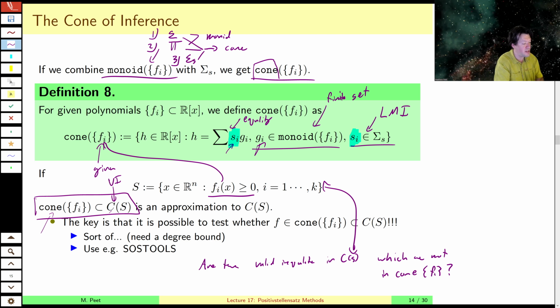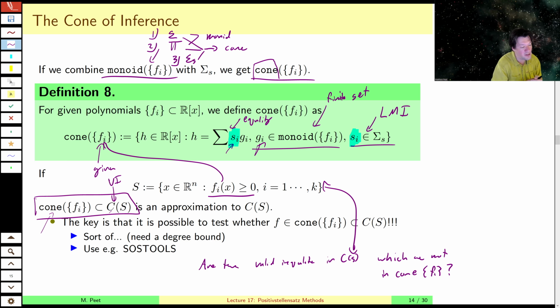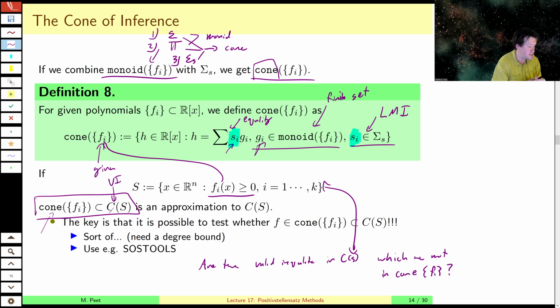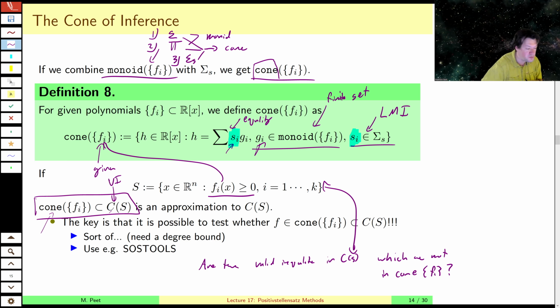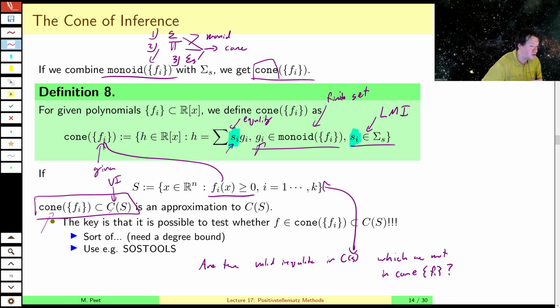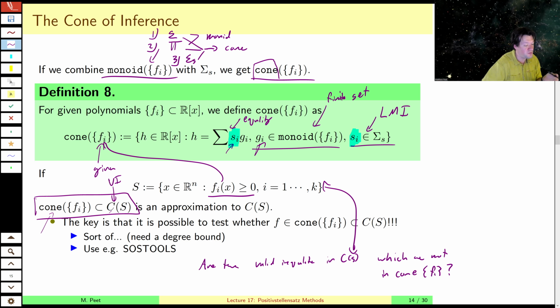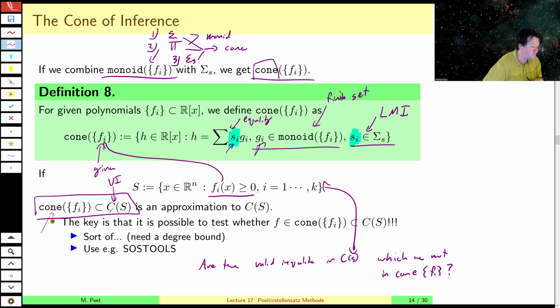So anything here in this cone we can add to the representation of the set, and we don't change the set, right? So we have a way of searching for functions which are valid inequalities, and therefore functions which are positive on the set.